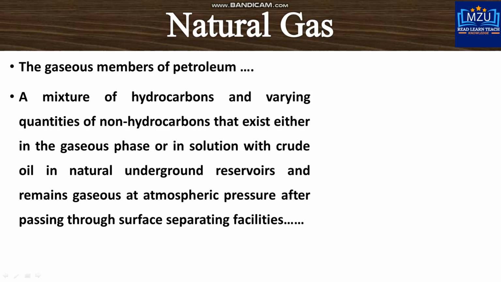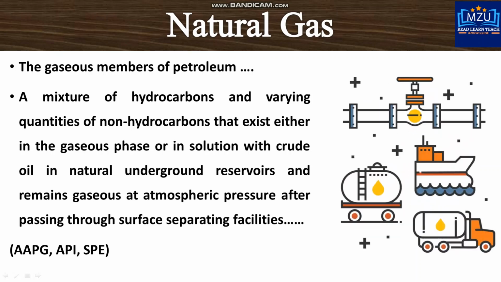That mixture remains in gaseous condition at atmospheric pressure. It means that it remains in gaseous form at the surface after passing through surface separating facilities, and such a mixture of hydrocarbons is then called natural gas. It remains in gaseous form in the subsurface, as well as at the surface. So such a mixture of hydrocarbons is called natural gas.